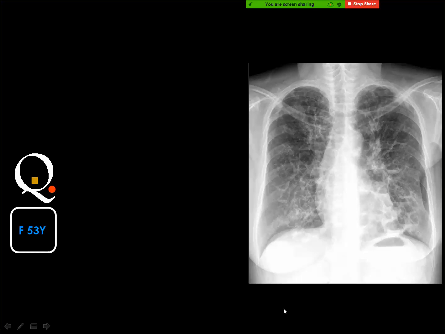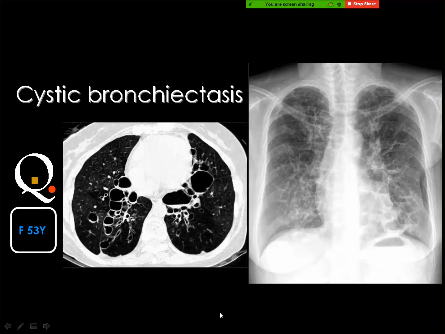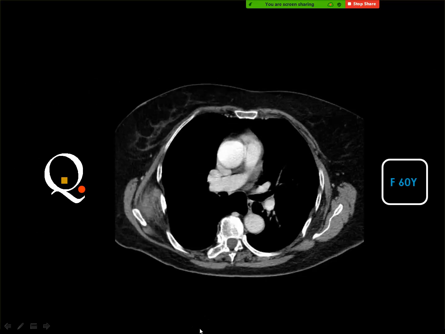Cystic bronchiectasis. Yes, cystic bronchiectasis, and you see multiple cystic lesions on both sides, and you get some air fluid levels inside, and this means that they are secondarily infected. And this is cystic bronchiectasis that is secondarily infected.